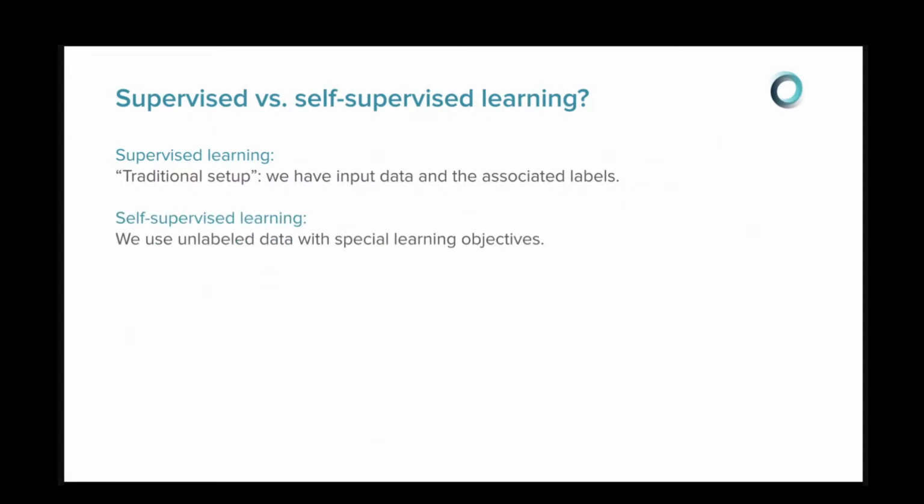Supervised learning is what we usually know as the traditional setup. We have our input data and we have the associated labels. For example, we have our famous dog and cat classifier, and we know each image is a dog or is a cat, and we can leverage that information for training. With self-supervised learning, we don't have the labels for our data, and we usually have much more unlabeled data than labels, so you have to come up with a special learning objective so you can leverage the unlabeled data in a way that the model can learn a structure of the data, or a nice representation we can leverage later on.